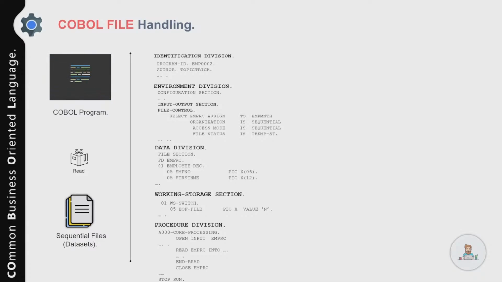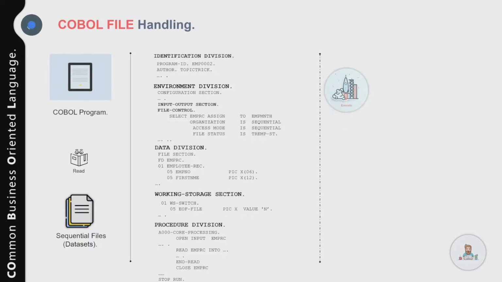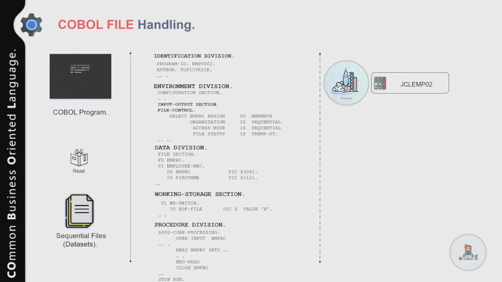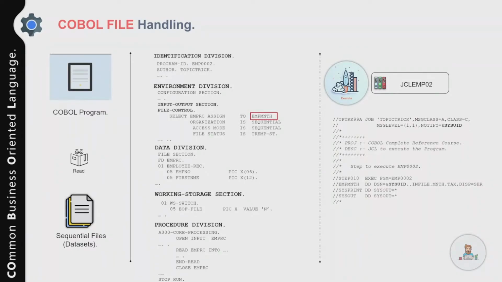After that, you have the data division, where you have the file section. There you specify the actual layout of the file, which includes the names of the fields and the lengths of those fields. Then you have the working storage section, which is generally used to specify the variables that you will be using in your COBOL program. After that, we have the procedure division, which is used to specify the business logic.